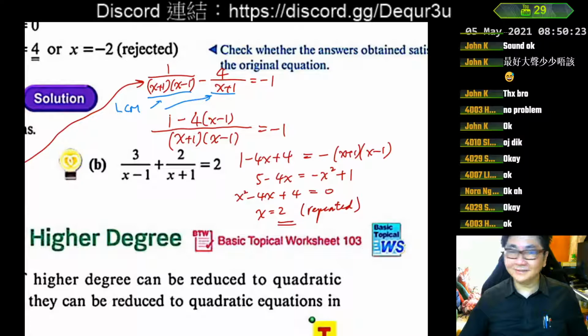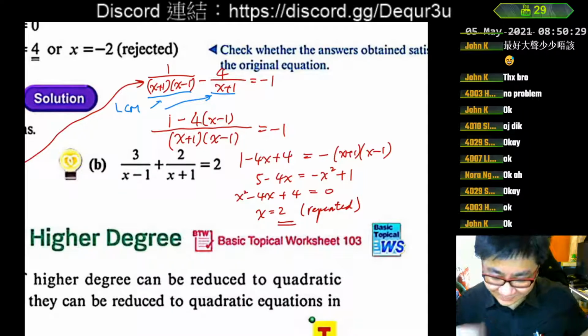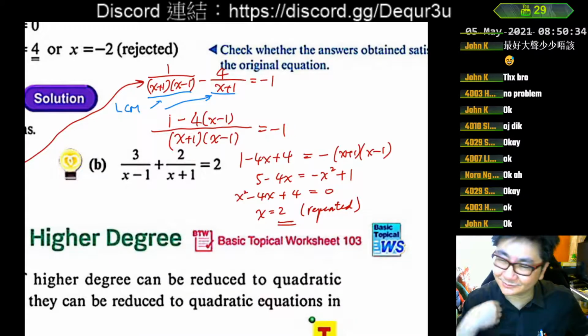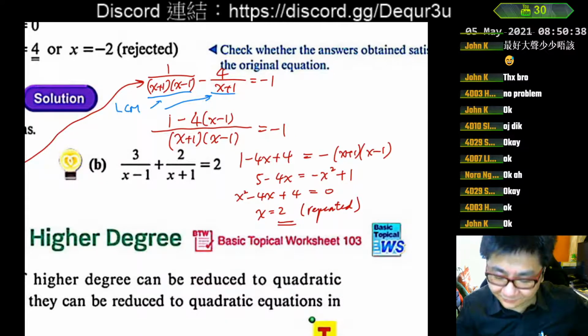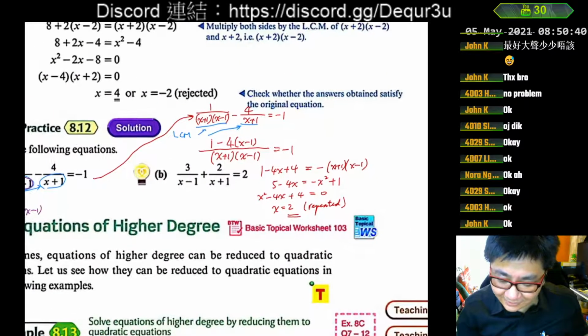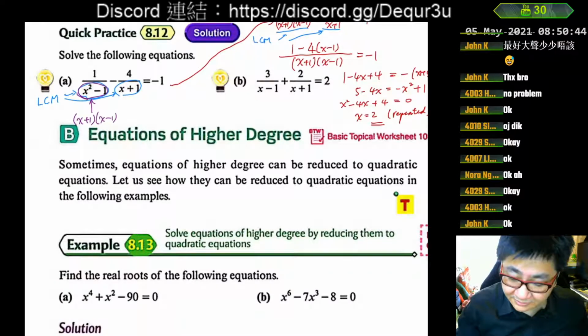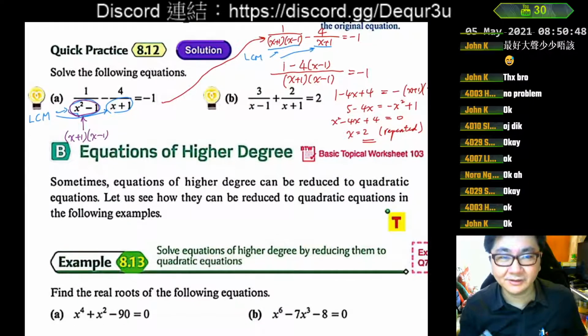So finally, we treasure our time. About 5 minutes left, we talk about one more kind. Also not a very difficult one. The more complicated ones are the third, fourth and fifth. The other kind will be about higher degree equations. Maybe we can see one example from higher degree.